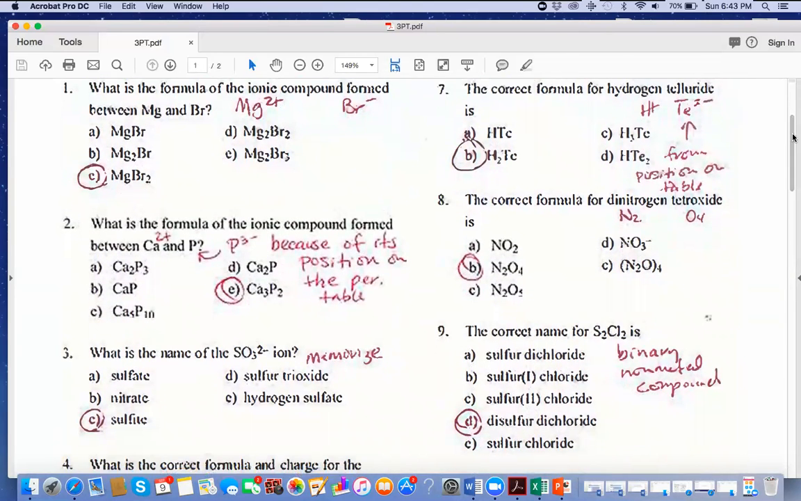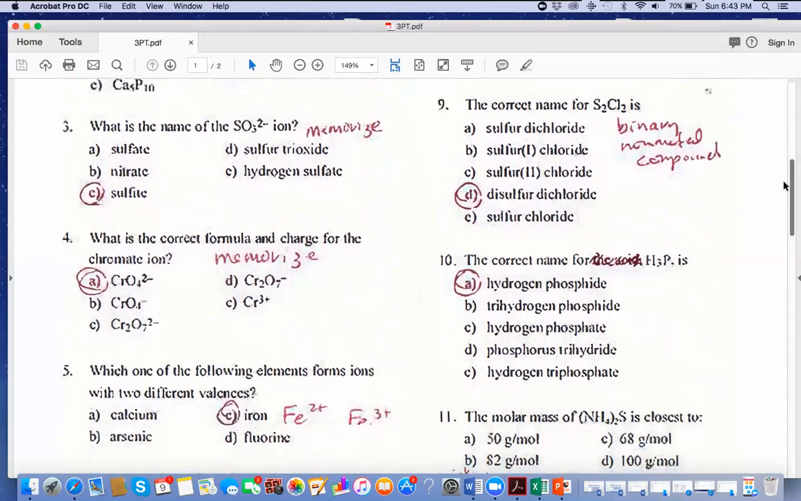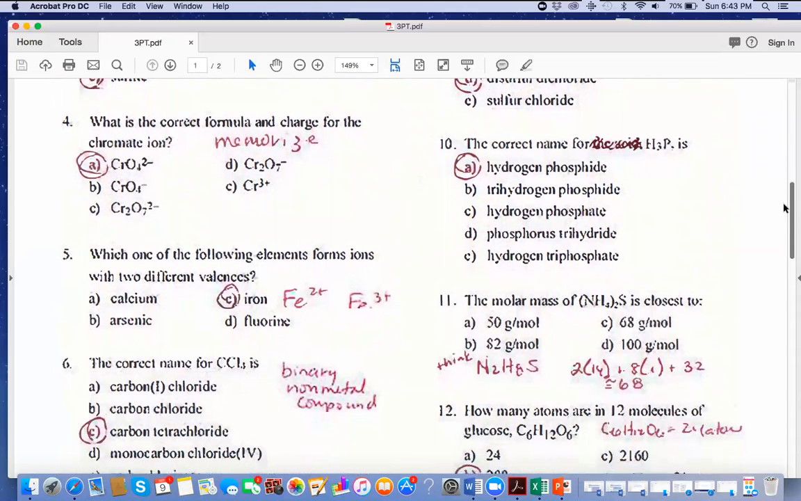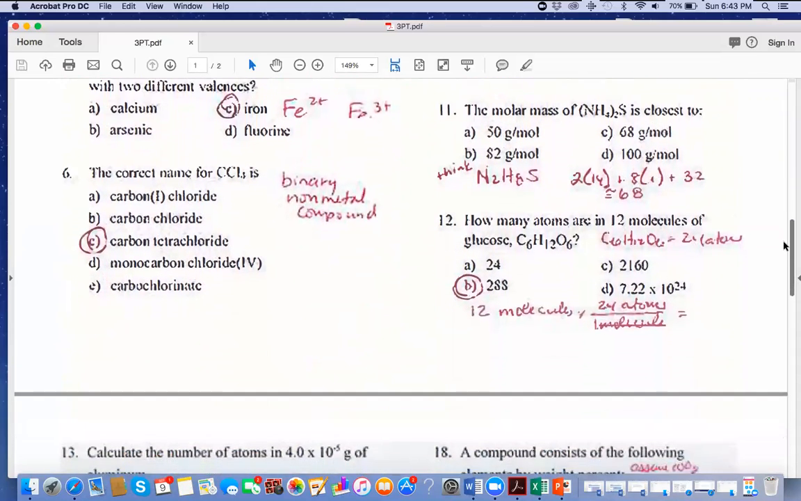The correct formula for hydrogen telluride is H2Te. So Te is 2- from its position on the periodic table. The correct formula for dinitrogen tetroxide is N2O4. So dinitrogen is 2, tetroxide is 4. The correct name for S2Cl2 is disulfur dichloride. It's a binary nonmetal compound. The correct name for H3P is hydrogen phosphide.